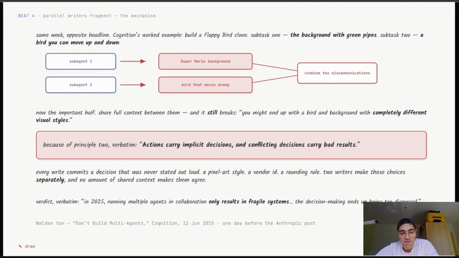Every write commits. For example, the idea here is to split the work between reading and writing. The Anthropic team did more of a reading action, and the Cognition team did something of writing or building, basically. Every write decision commits is basically a decision that was never stated out loud. So, for example, a visual style, a vendor ID, a rounding rule, and that happens when you're coding.